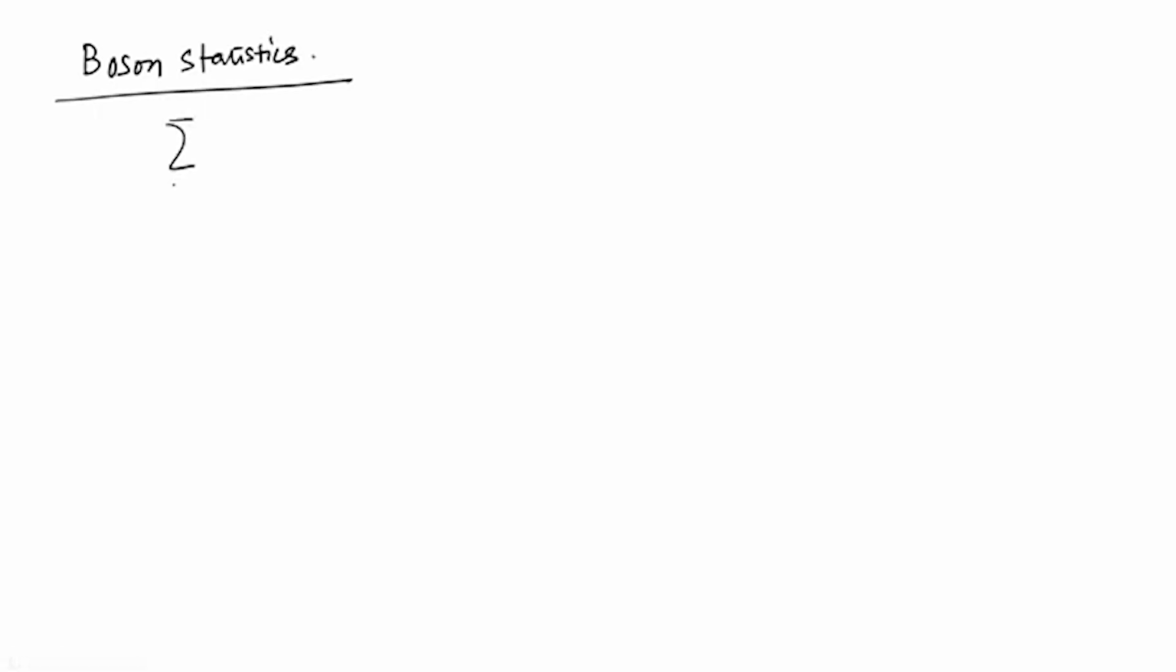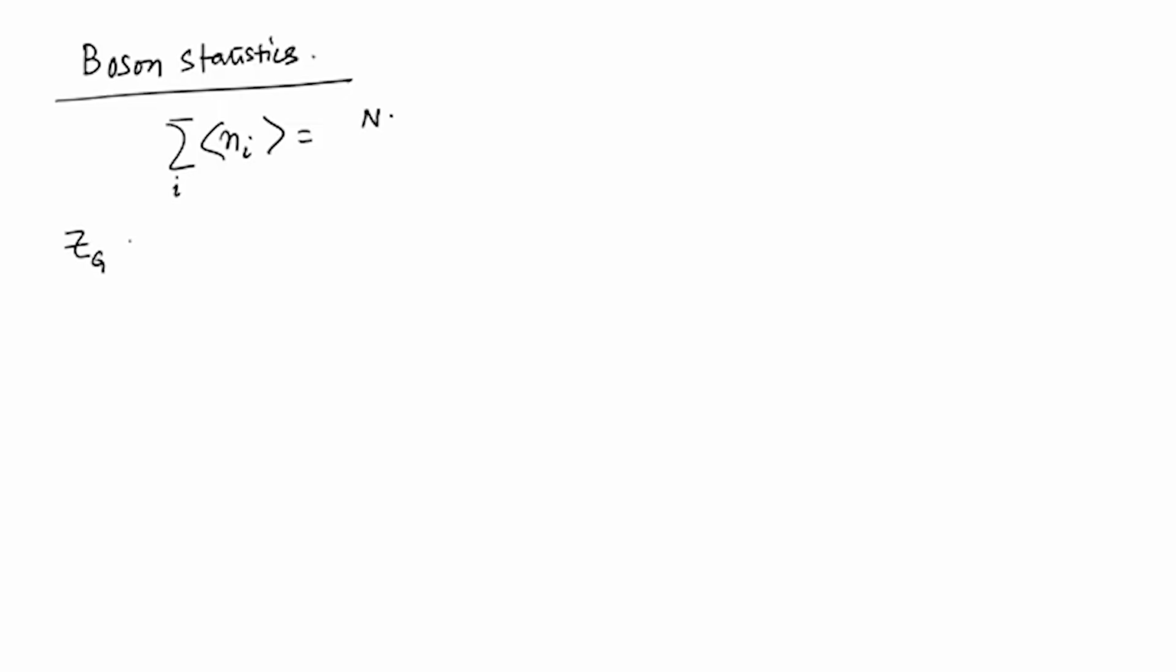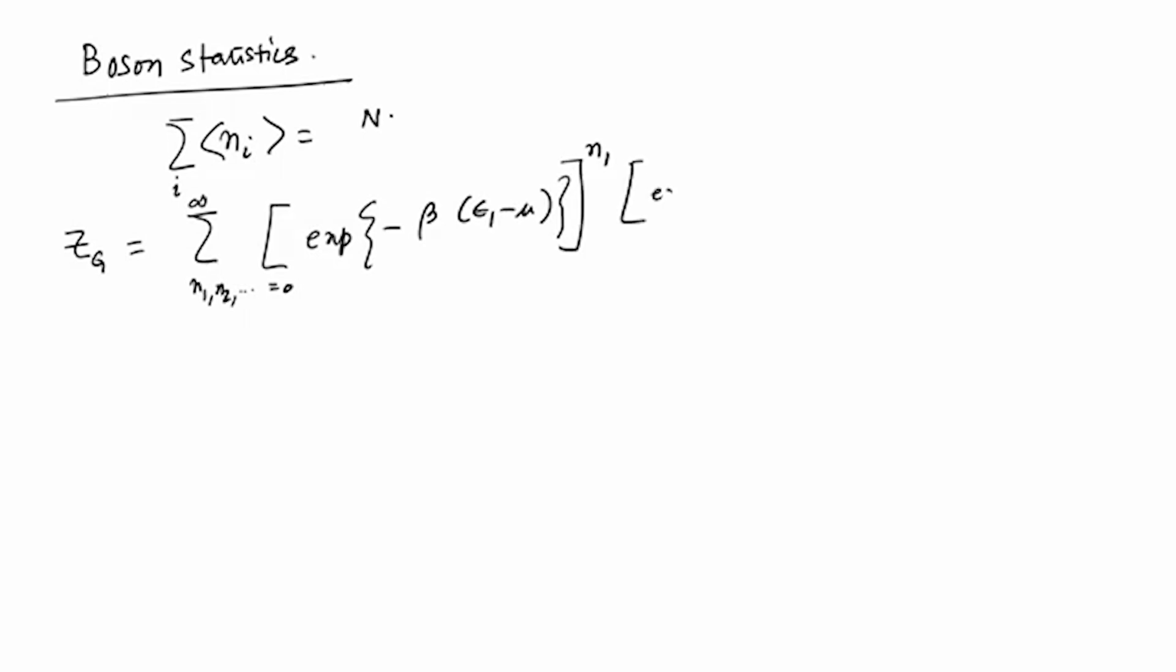And so, we have a sum over I of Ni average, that should be equal to N. So, now what we do is that we temporarily shift to the grand canonical distribution, because the mu naturally originates there. Okay. We have seen that. So, we write down the Zg, which is nothing but the grand canonical partition function. So, this is equal to the sum over n1, n2, etc. from 0 to infinity, and we have the exponential of minus beta (epsilon 1 minus mu) whole to the power n1, and exponential minus beta (epsilon 2 minus mu) whole to the power n2, and so on, all these brackets.